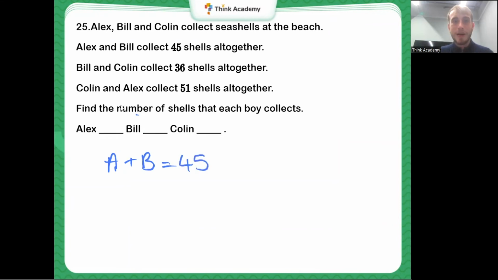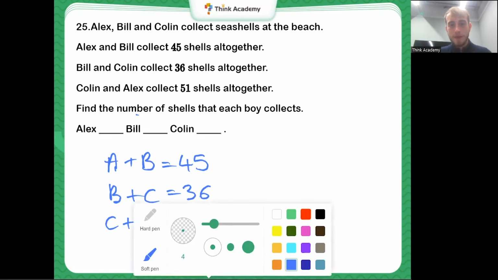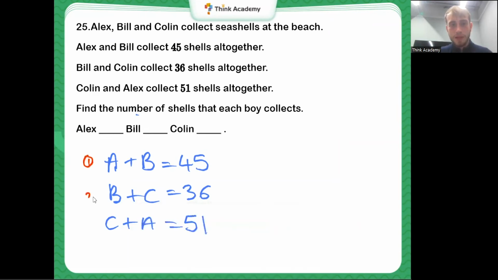Here I'm using A to represent the number of shells which Alex has collected and the number of shells which Bill has collected as B. B plus C, so Bill plus Colin equals 36, and Colin plus Alex equals 51. So we need to look for some way to eliminate one of these letters. Now, I'm going to describe this as equation 1, this as equation 2, and this as equation 3. So you haven't got any crossovers here, so you can't do it immediately.